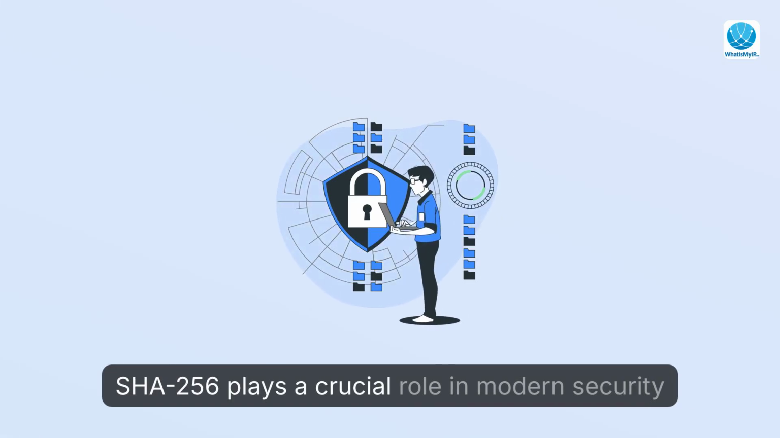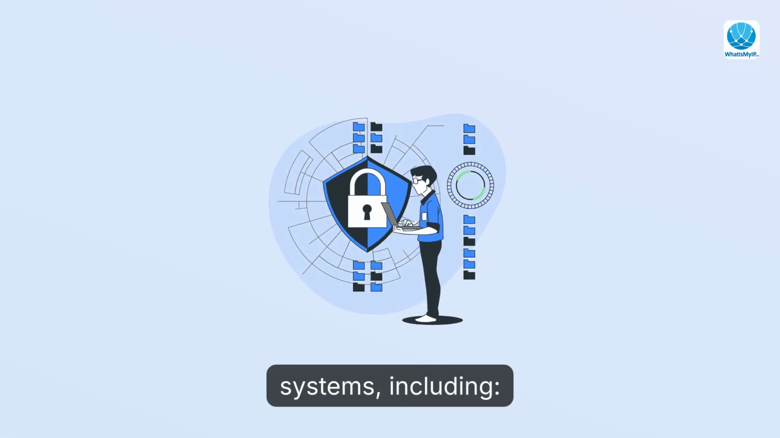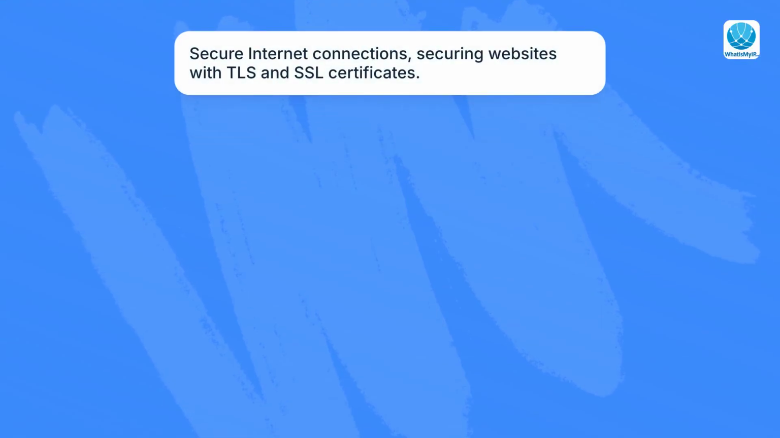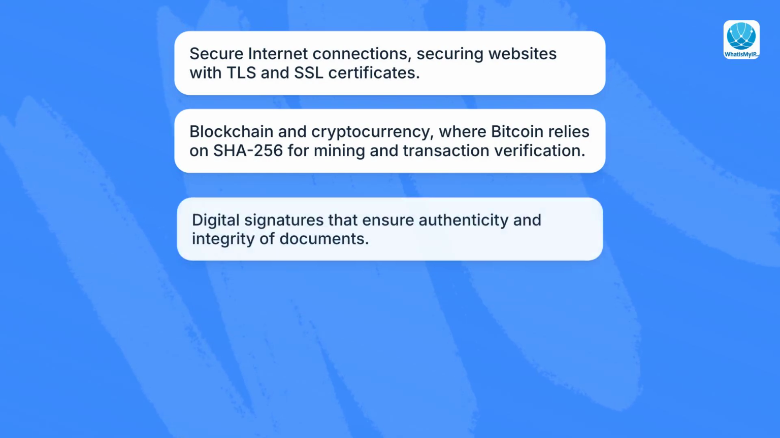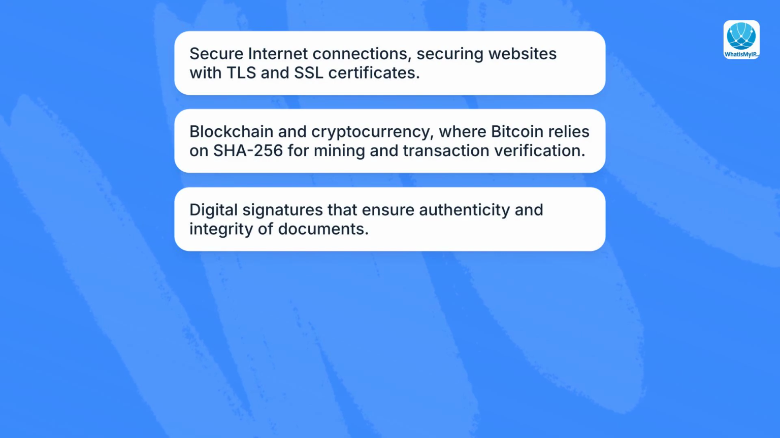SHA-256 plays a crucial role in modern security systems, including secure internet connections, securing websites with TLS and SSL certificates. Blockchain and cryptocurrency, where Bitcoin relies on SHA-256 for mining and transaction verification. Digital signatures that ensure authenticity and integrity of documents.